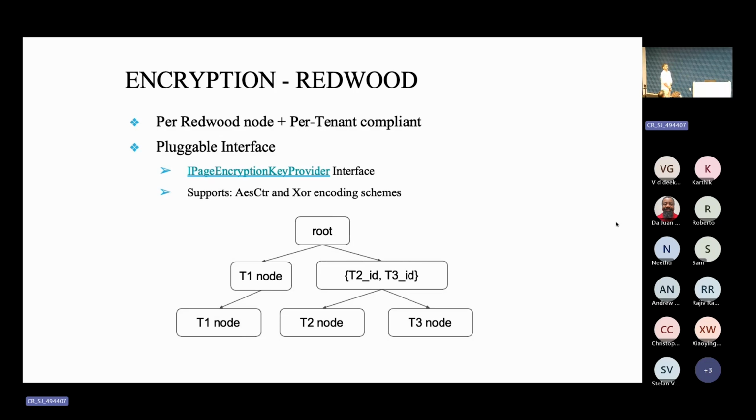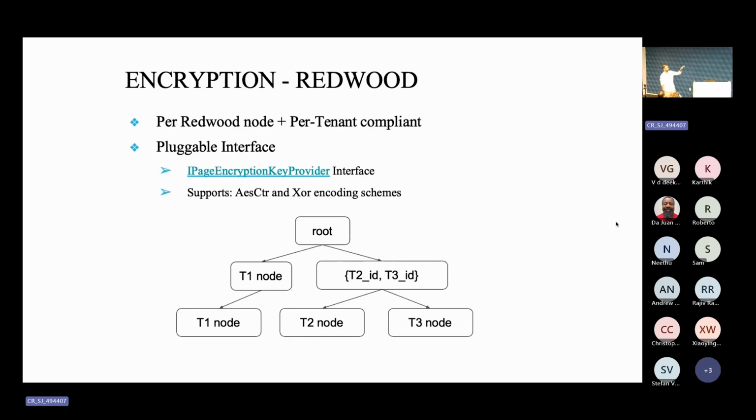Again, it is done in a very pluggable way. There is a key provider which is generic, and to test this philosophy, there is already an XOR-based encoding scheme. All it does is some fancy XOR operation to generate the encryption key, and that was to validate that the splitting is working fine. Plus, it has the real AES encoding plugged in, which is used in production. So that is how we do the encryption for the Redwood pages.